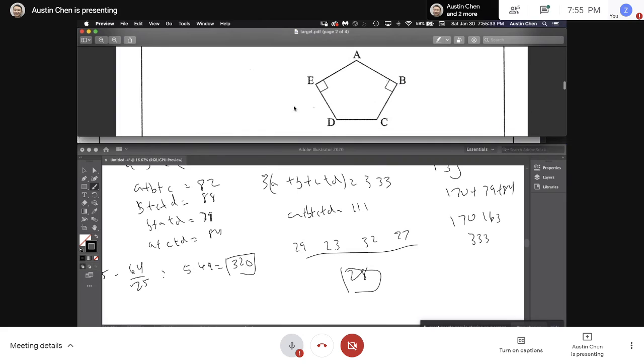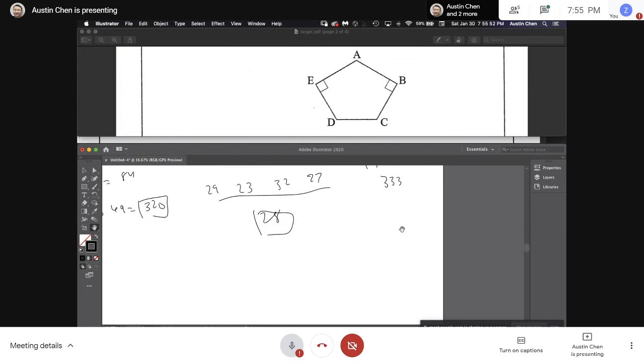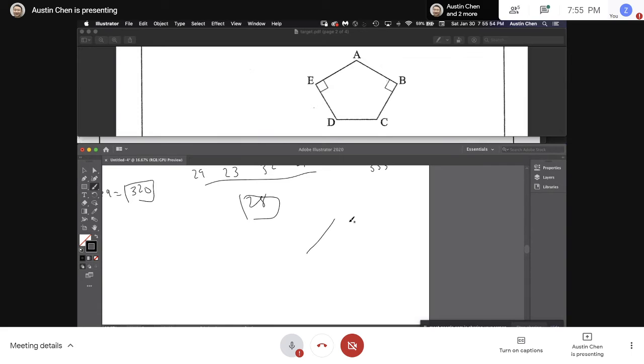So you have a pentagon like this. A is 120 degrees, E and B are 90 degrees, and D and C are equal angles, and ED, DC, and CB are all the same length. And AE and AB are both 1. So it's like this. These are 1, and these are all x. We want to find the area of this pentagon.